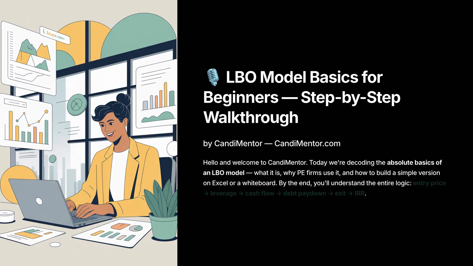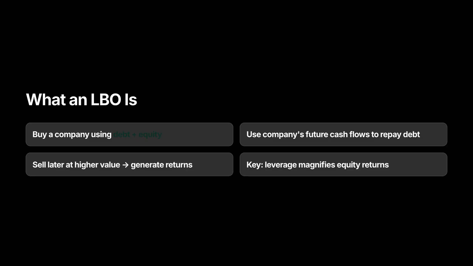What an LBO is: a leveraged buyout is a simple idea with powerful impact. You buy a company using a mix of debt and equity. You let the company's own future cash flows pay down that debt over time. And you eventually sell the company at a higher value, capturing strong returns. The engine behind the whole structure is leverage, because borrowing half or more of the purchase price amplifies equity returns.